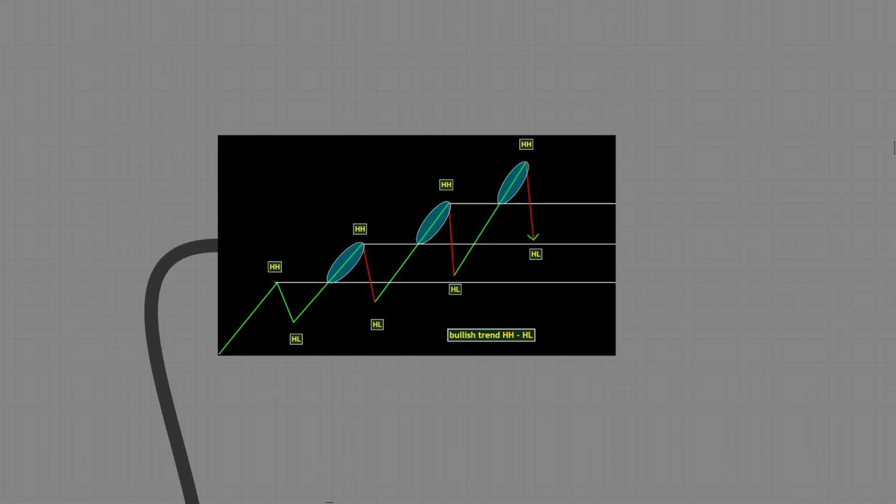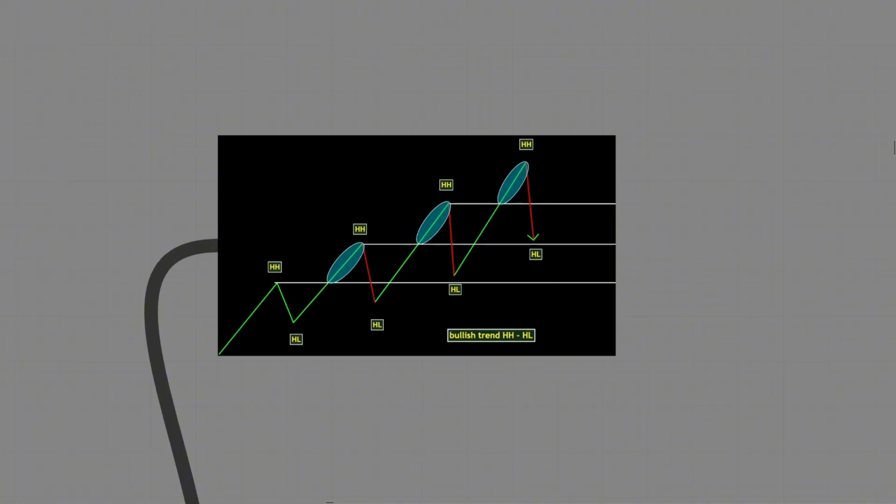Now I'm going to explain where the traps happen and how to know where the traps form, and you must first understand the basic structure. In a bullish trend, higher highs, higher lows. In a bearish trend, lower lows, lower highs. If this is new to you, go watch day 2 before continuing with this video, because it's very important.